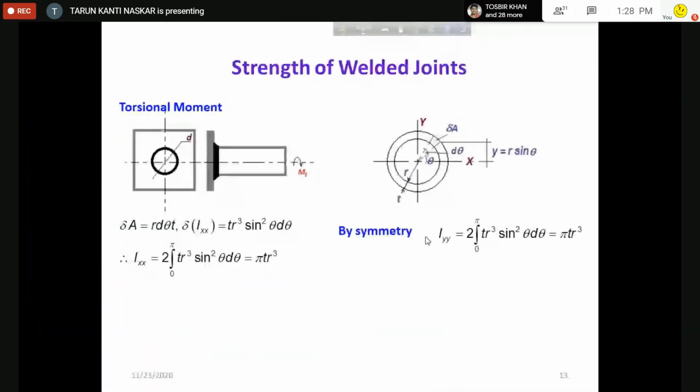Now for torsional moment, so this is del A. Del A is r d theta t, del Ixx is the similar equation, Ixx equal to this. So by symmetry, Iyy equal to this.